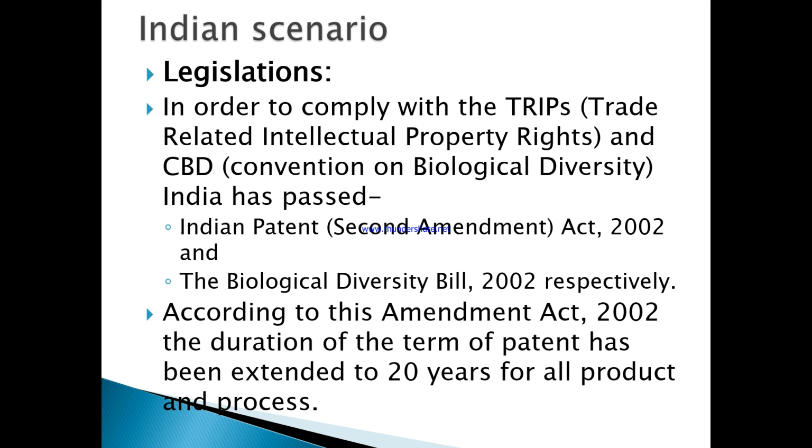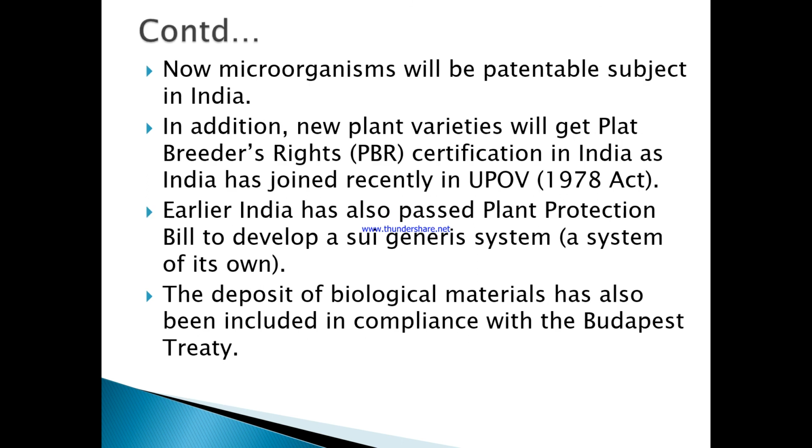Indian scenario. And now, what are the legislations or laws which are used to protect biodiversity with the help of intellectual property rights? In order to comply with TRIPS, Trade-Related Intellectual Property Rights, and CBD, Convention on Biological Diversity, India has passed the Indian Patent Second Amendment Act 2002 and the Biological Diversity Bill 2002 respectively. According to this amendment 2002, the term of a patent has been extended to 20 years for all products and processes. Now microorganisms will be a patentable subject in India.